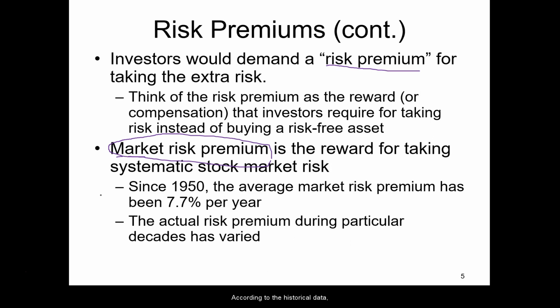According to the historical data, since 1950, the average market risk premium has been about 7 to 8% per year, and that is when you compare the return from the overall stock market and the risk-free return, or say the return from risk-free assets such as the treasury bond. And of course, because of the volatility in the stock market, the actual risk premium from the market during each year or during a particular decade can vary.